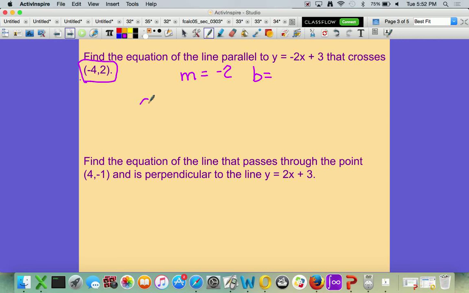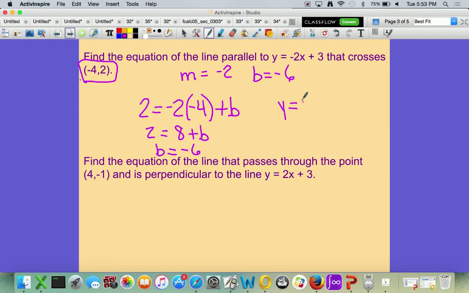So we plug in the 2 for y, negative 2 for m, negative 4 for x, and then we've got a plus b when we put it in slope-intercept form. From here, we just got to solve for b. Alright, so we've got 2 equals 8 plus b, subtract 8, b equals negative 6. Now that we've got these two, now we can say, all right, y equals negative 2x minus 6.